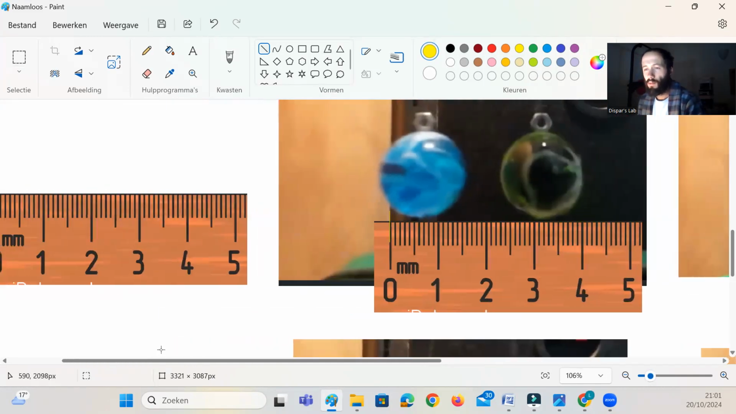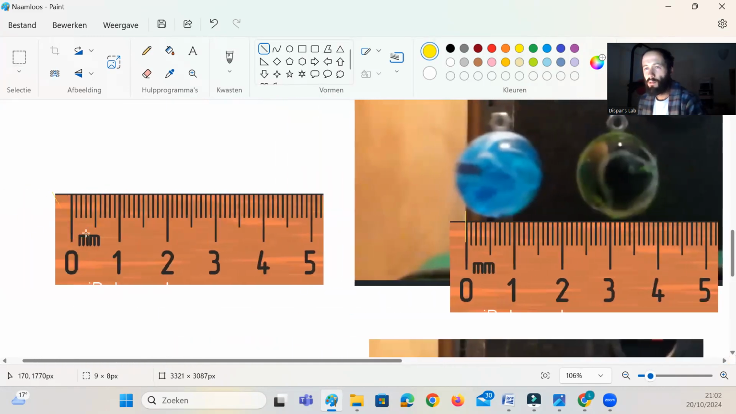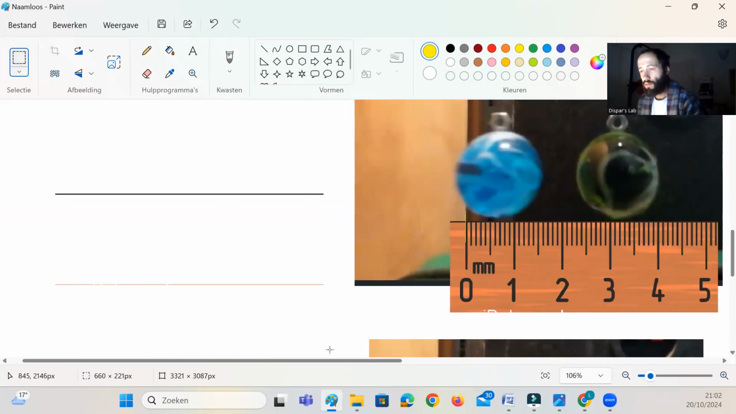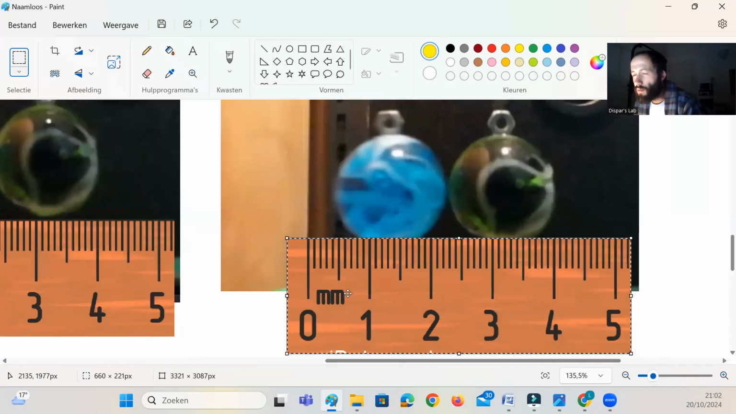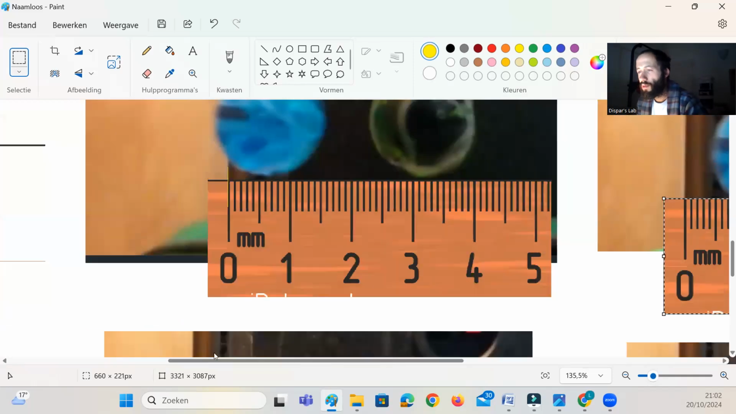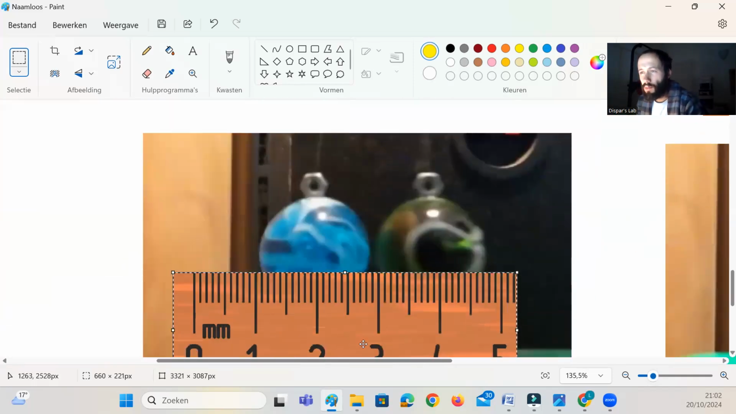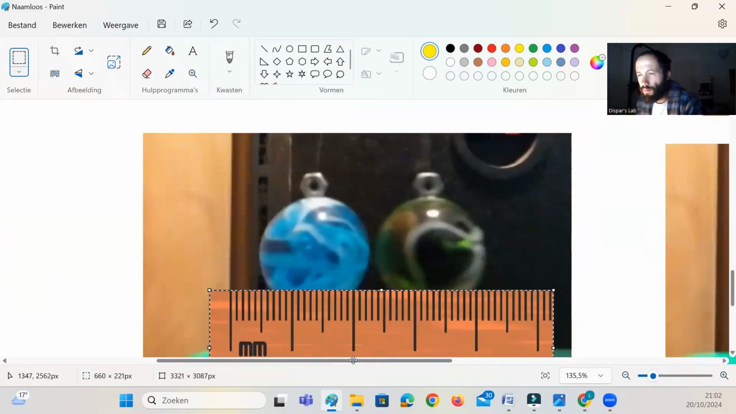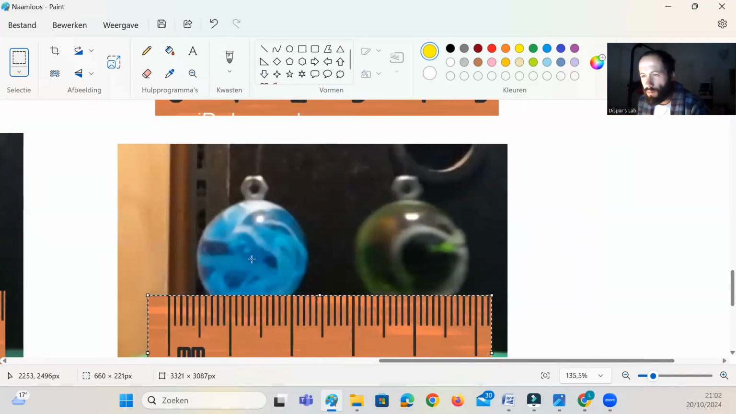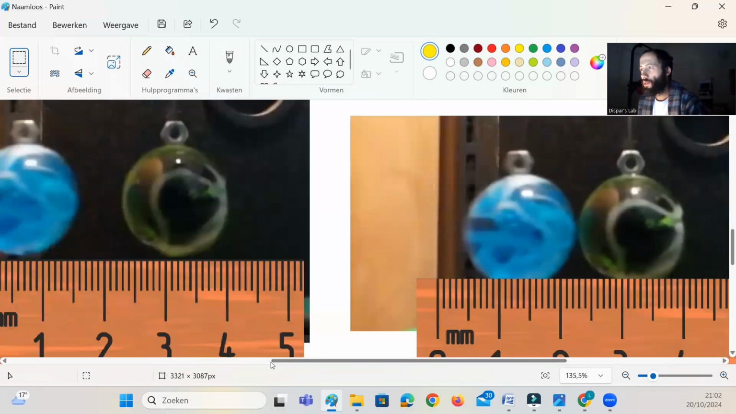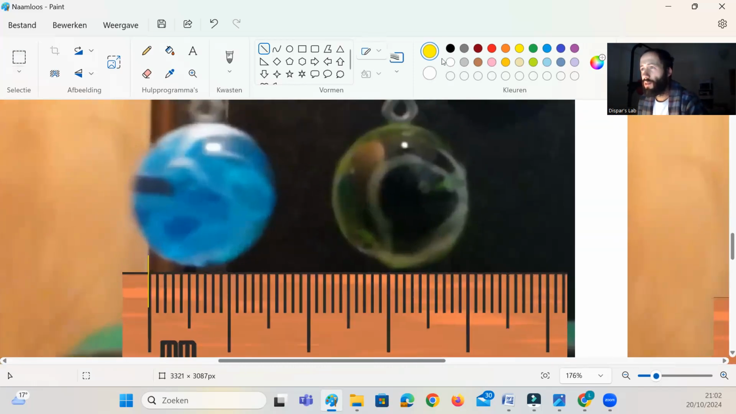So the same with this ruler. I'm going to place this ruler on every screenshot. Align the 0 mark with this one, and then with this one, and okay, and then with this one. Okay, so now let's draw some lines.